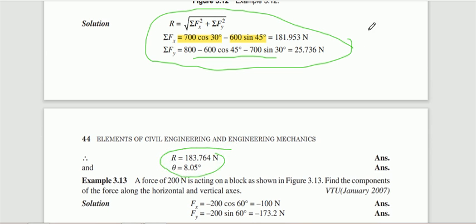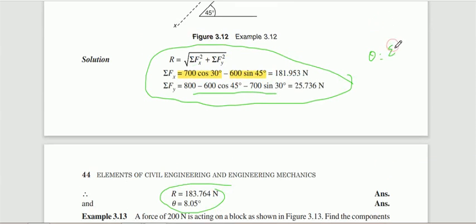Theta is equal to, again they have not given the formula here. What is the formula? Resultant, as I told you, summation of Fy divided by summation of Fx. Tan inverse of this value will give you the theta value. So this is regarding this problem. Let us continue with the next problem in the next session.